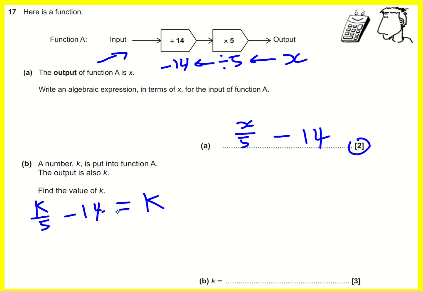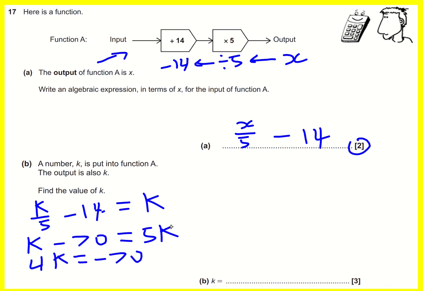I'm going to multiply through by 5. Sometimes you get asked to add 14 and then multiply by 5, but it's okay to multiply through as long as you're being careful. k minus 70, I have to multiply both of these terms by 5, essentially expanding brackets, equals 5k. And that's going to mean that 4k equals minus 70. I've just minused k and then flipped around the sides. And therefore k is going to equal minus 70 over 4, which is minus 17.5.